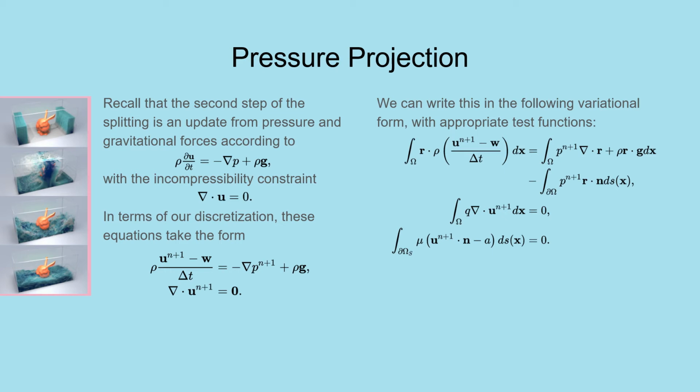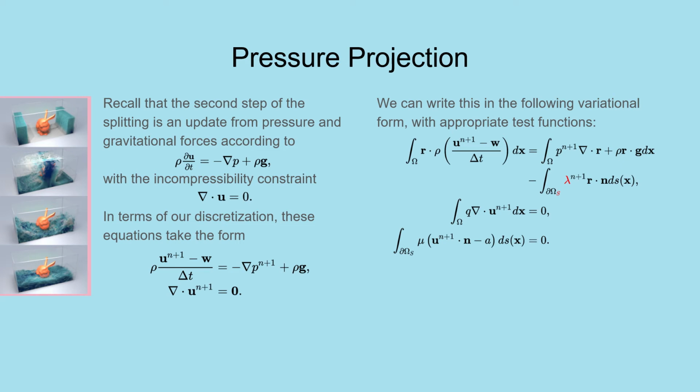Now, in order to satisfy the solid boundary condition, on which the normal velocity is prescribed to be a, we multiply by a scalar test function mu, and this time integrate over the boundary partial omega s. We have now accounted for all equations and boundary conditions, except for the free surface condition, where we set the pressure equal to 0. To account for this, we integrate only over the remaining boundary partial omega s in the boundary term, the weak form of the momentum equation. On this part of the boundary, we do not know what the pressure is, so we introduce a Lagrange multiplier lambda.